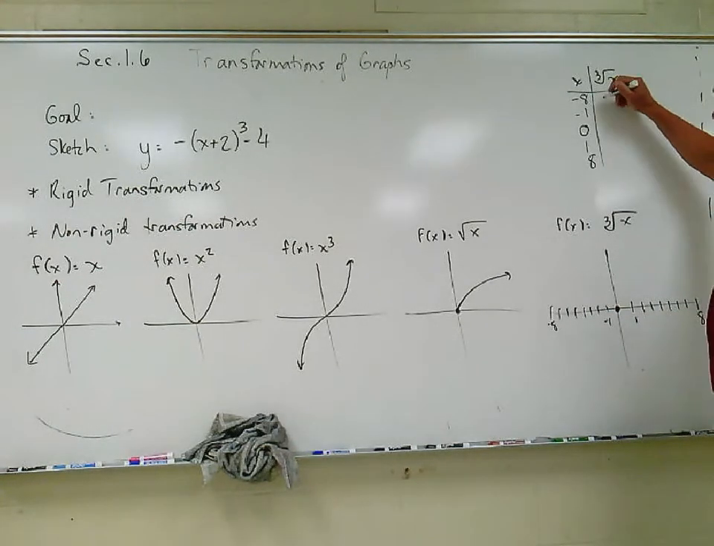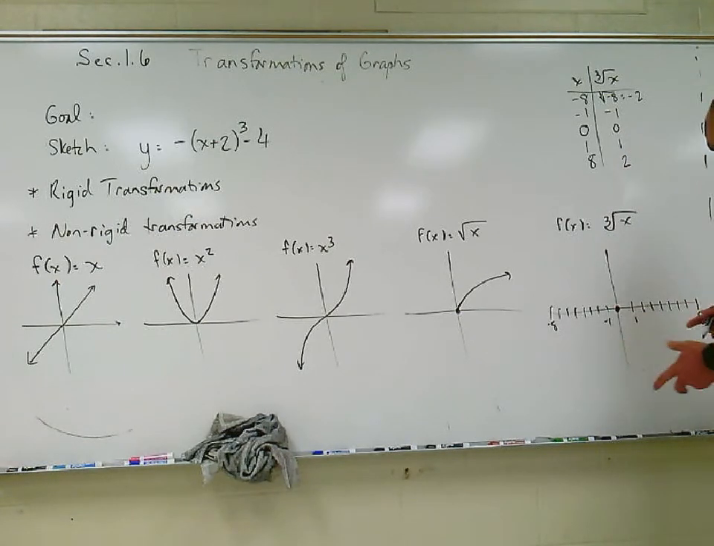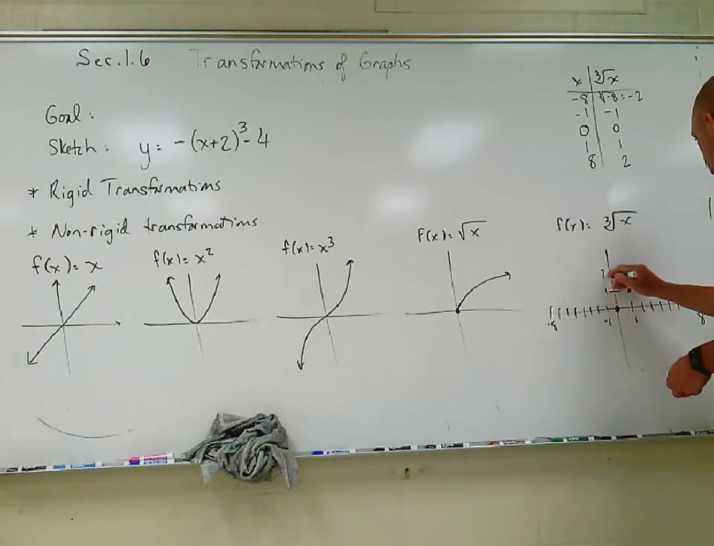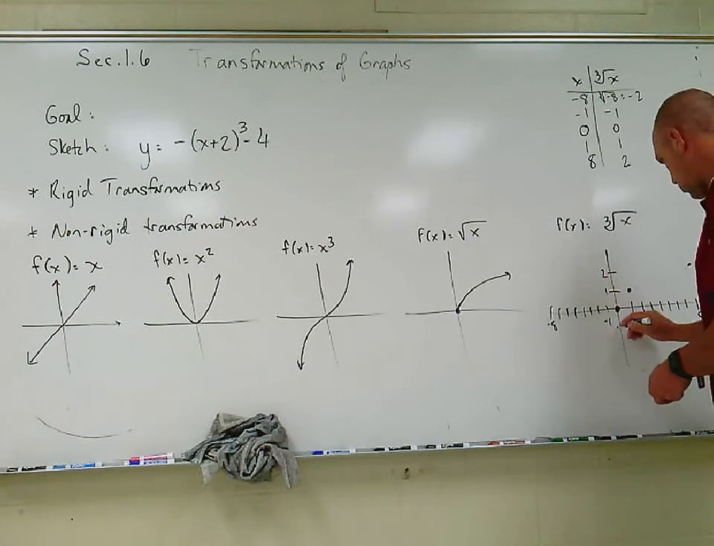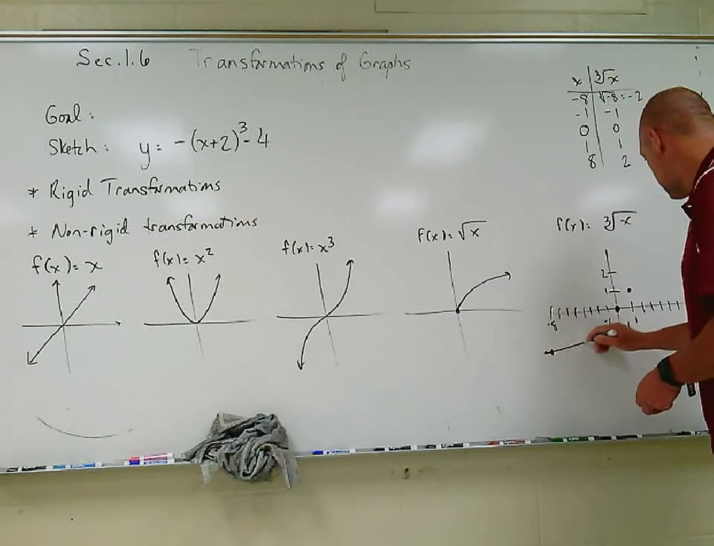So what did you get for cube root of -8? Cube root of -1. Cube root of 0. Cube root of 1. Cube root of 8. So if you look at this, (1, 1) is here, (8, 2) is there, (-1, -1) is here, (-8, -2) is there.